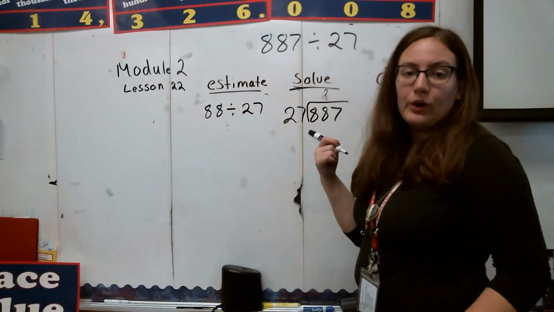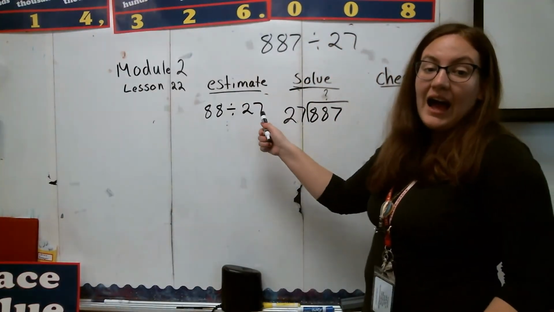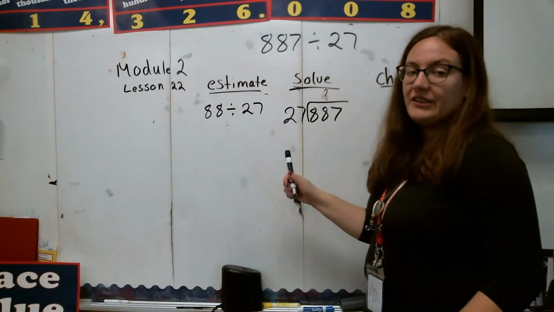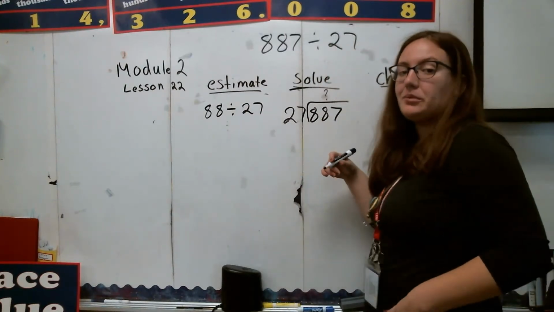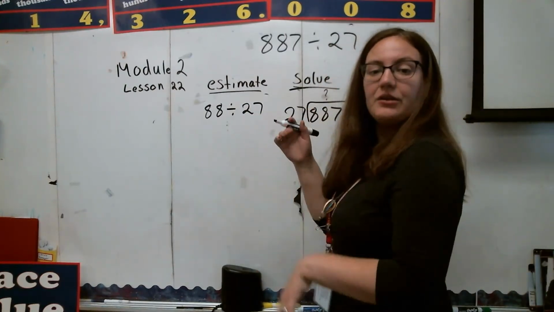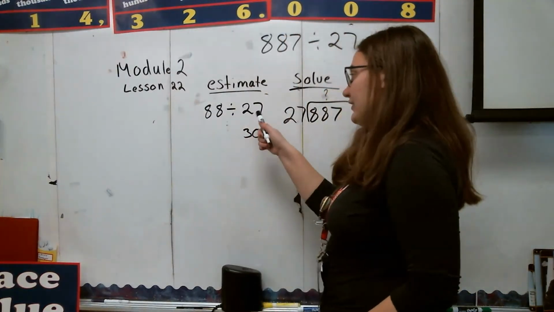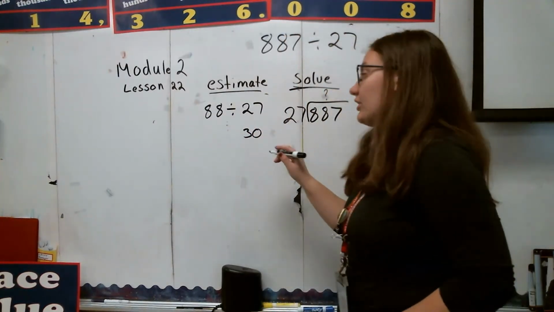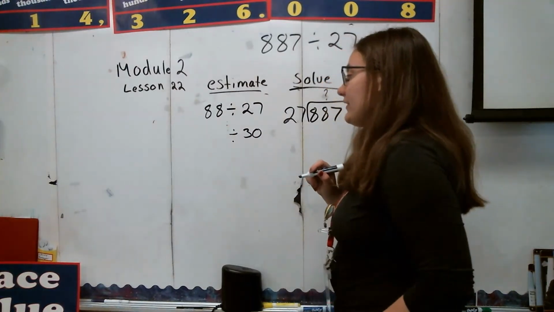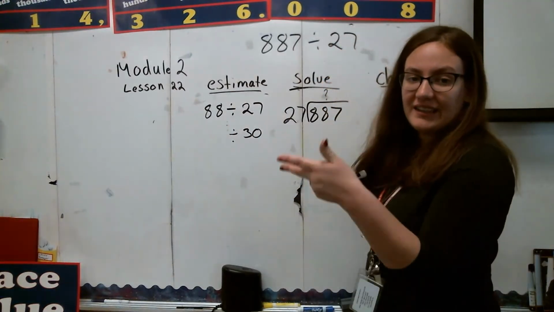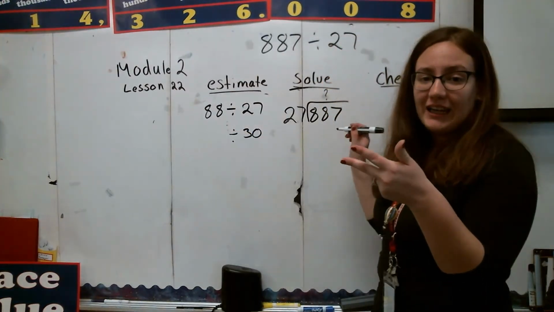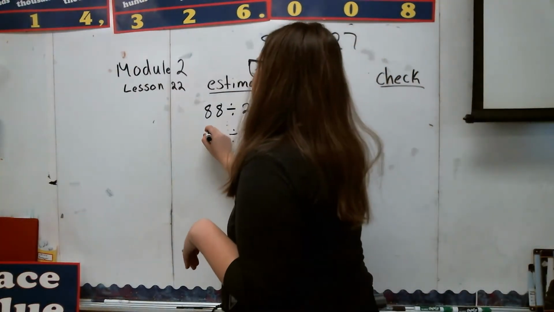And just like before, when I estimate, I just need to round this number, usually to its nearest tens place, or whatever the nearest place value is. So I have 30, because 27 is closer to 30. And then I think about my multiples of 30. Well, I could use 30, 60, 90. And 90 is really close to 88, so I think I'm going to use that.